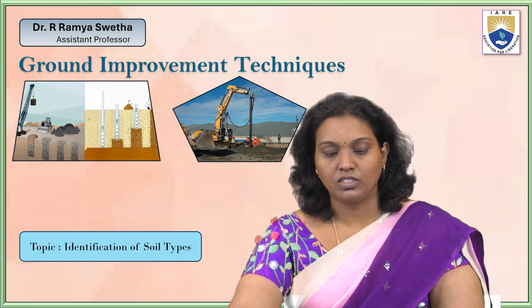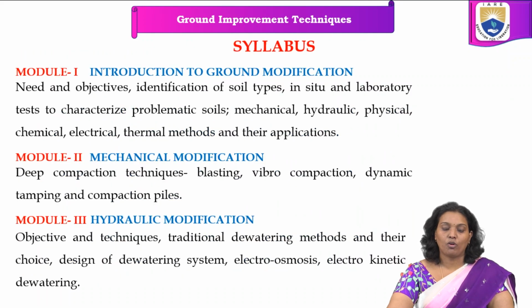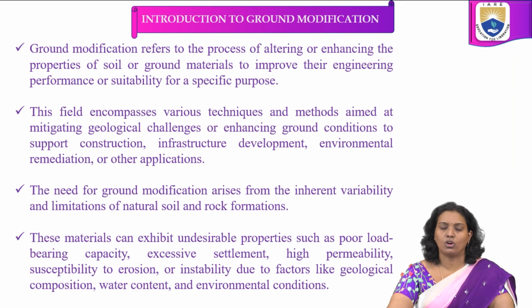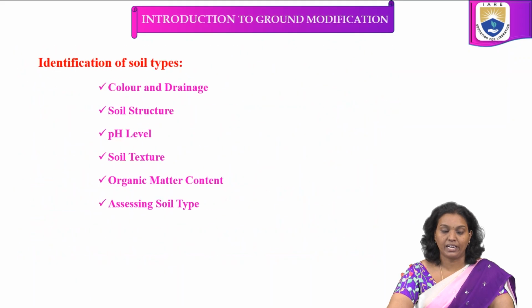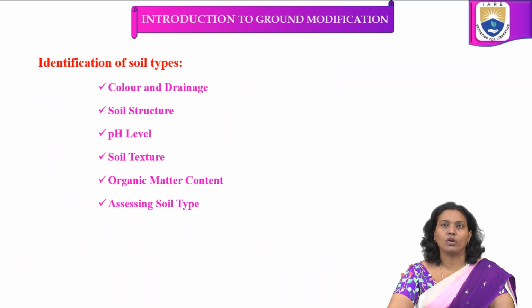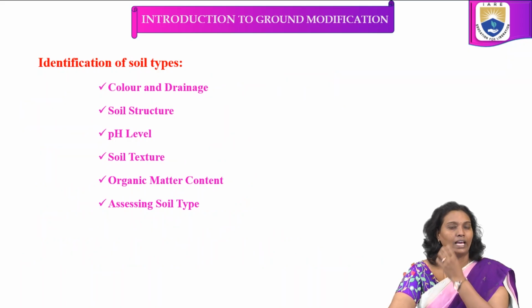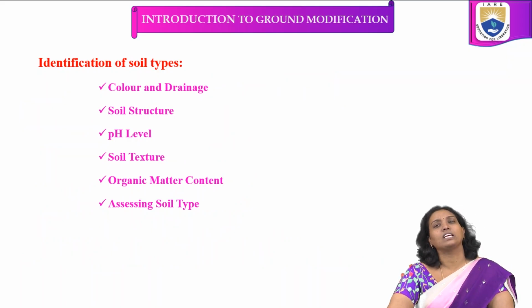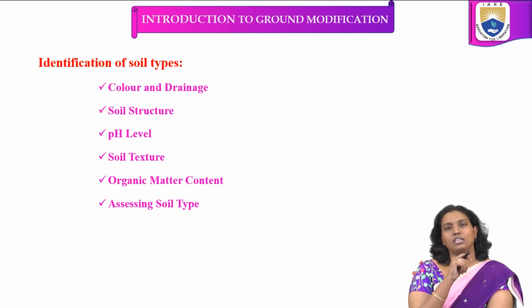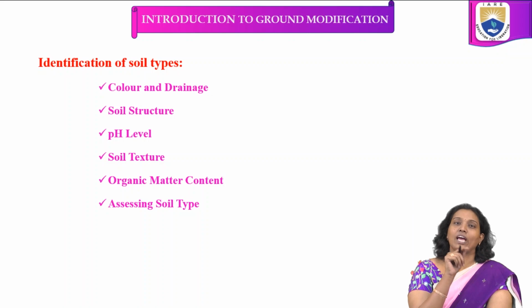The identification of soil types depends upon various parameters. The introduction to ground modification we already completed, and the alternative solutions for difficult foundation conditions also, up to this we completed in the last class. Now, coming to the identification of soil type, it depends upon various properties. Based on the various physical and chemical properties, we understand which type it is.